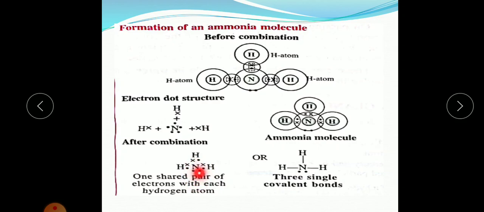5 dots are for nitrogen, and the cross mark is for hydrogen, and there is sharing of electrons among them. So it will result in the formation of this structure where nitrogen has 1 lone pair of electrons, that means the electrons which have not formed a bond. So this is for the ammonia molecule. In this way, we'll practice writing more covalent compounds and their electron dot structures.